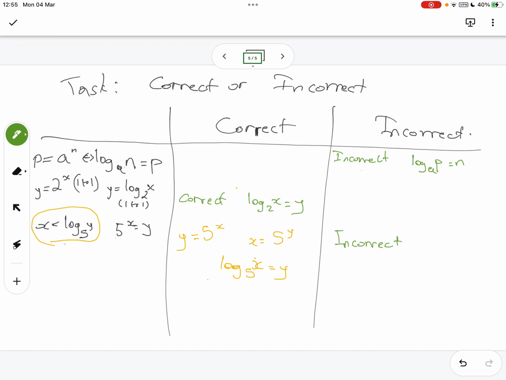So that means x equals log y base 5 is not correct, ne? So this is incorrect. Correct form is log x base 5 equals y. Alright.